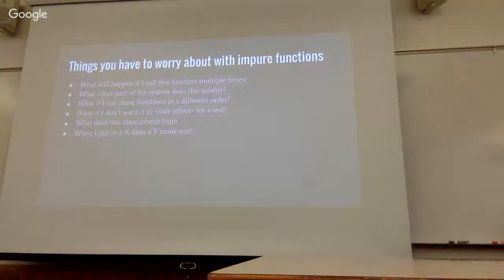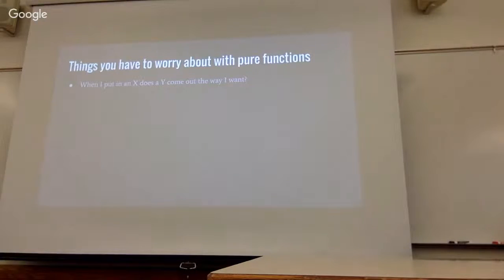So these are a list of things that you'd have to worry about if you're writing impure functions. What happens if I call this function multiple times? It may change over time. What other part of the system does this modify? What if I run these functions in a different order? What if I don't want it to side effect for a test? That's a big one. What does this class inherit from? That's just a general problem you could have. And when I put in X, does Y come out? So even the normal problems you have with pure functions. With pure functions, you only have really one thing to worry about.